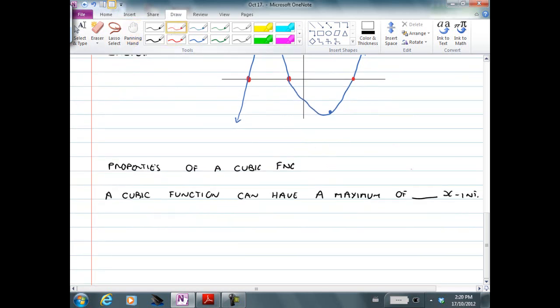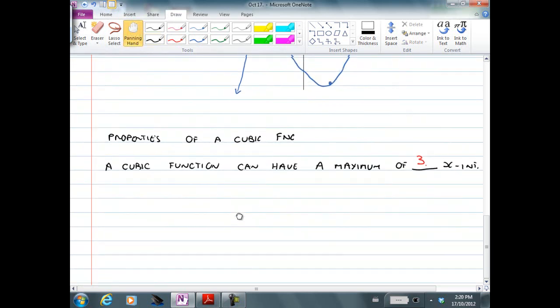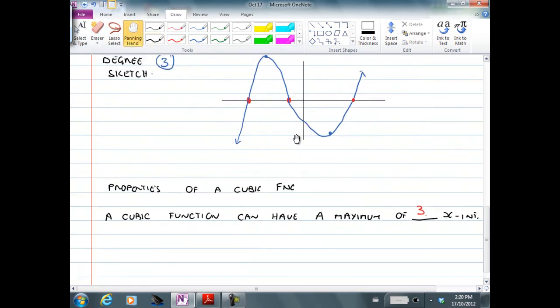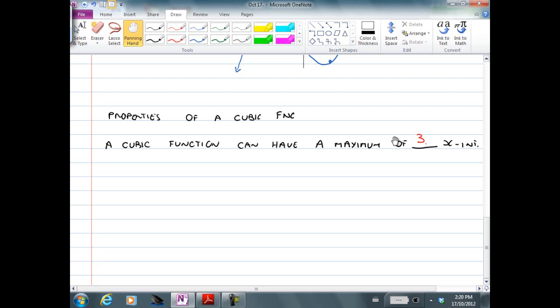So these are basic facts. Your degree is just based on how many turning points. That's cubic. I'm just saying that there are 3, maximum 3. But now I want you to draw a cubic function with only one x-intercept. I just showed you what one looks like with 3 x-intercepts. See?